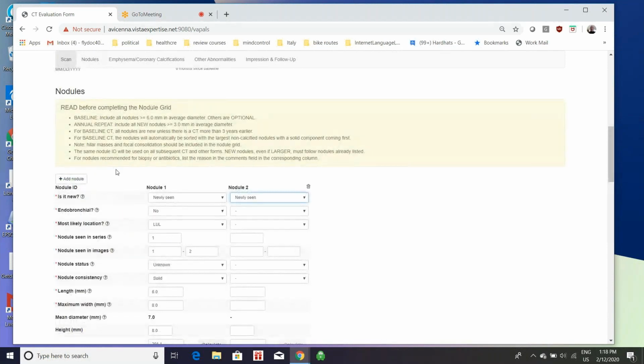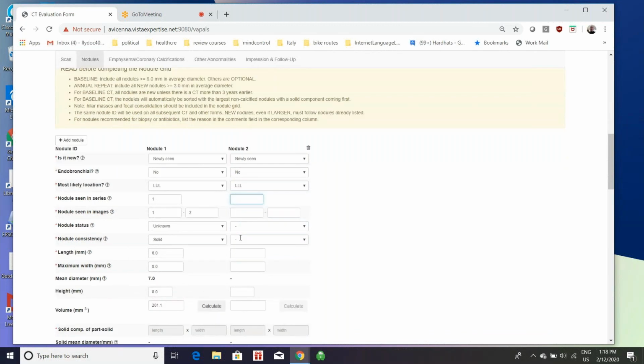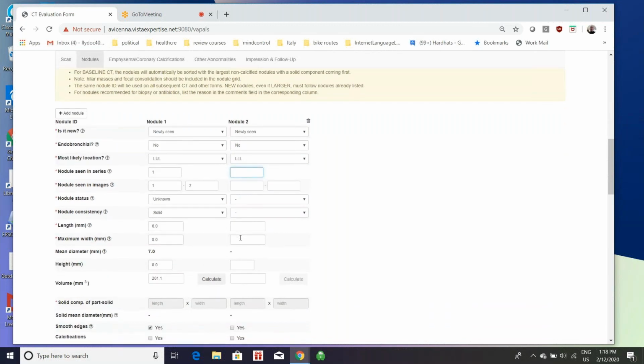And then I'm going to add another nodule, and this is another one here. And I'm not going to put it in the bronchial area. We'll make it in a completely different location. So we're going to call this 2. I'm going to call this 2, 3. And again, it's an unknown status, but it's solid. And let's make this bigger.